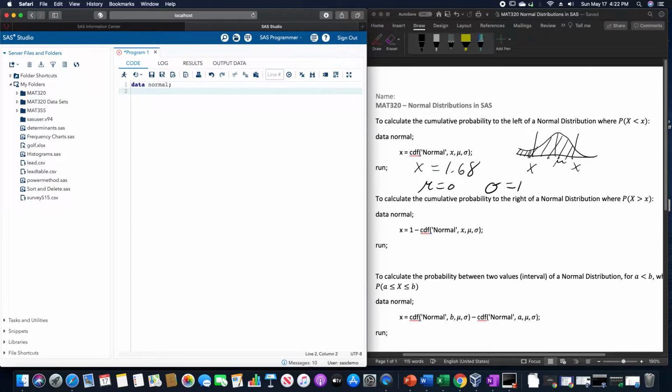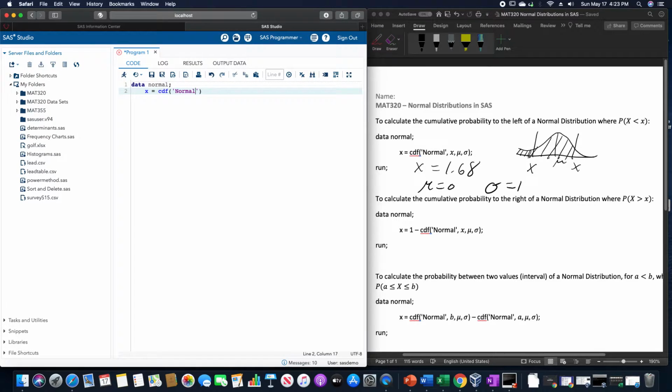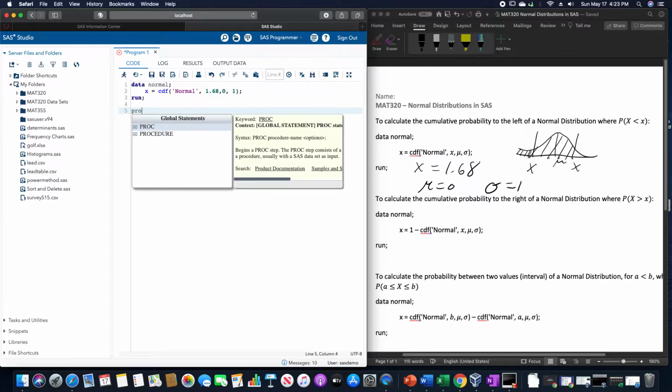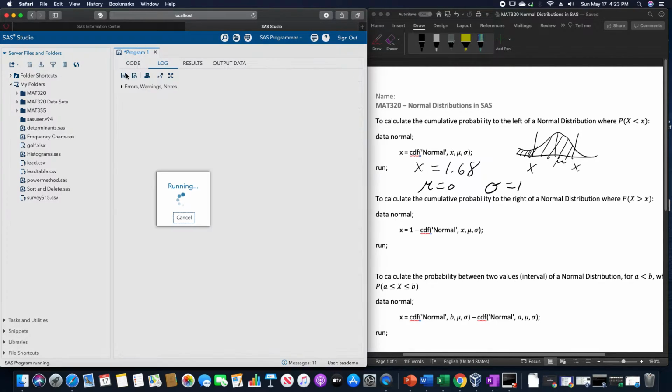So data normal; x = CDF('normal', 1.68, 0, 1), with 1.68 for x, 0 for the mean, and 1 for the standard deviation. We're going to run that, and do a proc print so we can obtain a value of x. Running this, we get a probability of 0.9535, just for that one.